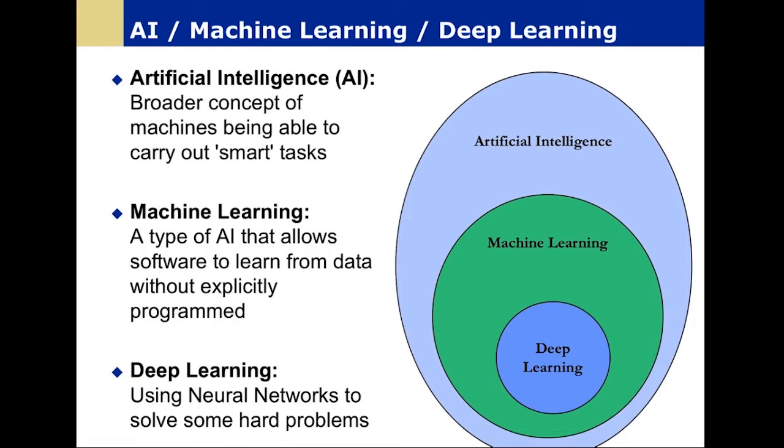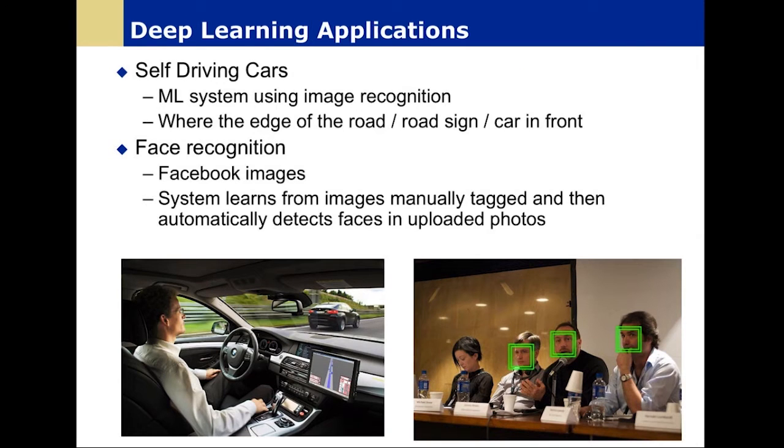Okay, I'm going to start out with a quick roundup of AI, machine learning, and deep learning. Now, AI is simply a broad category which talks about machines being able to carry out smart tasks. And that can mean a lot of different things. One subset of AI is machine learning, or ML. It is a type of AI that allows software to learn from data without being explicitly programmed. And deep learning is a subset of machine learning in which we use neural networks to solve some hard problems.